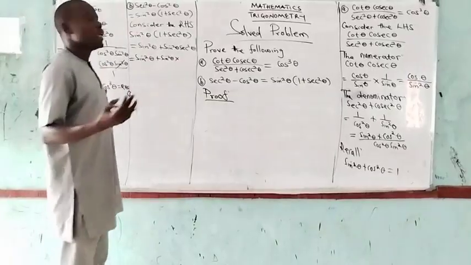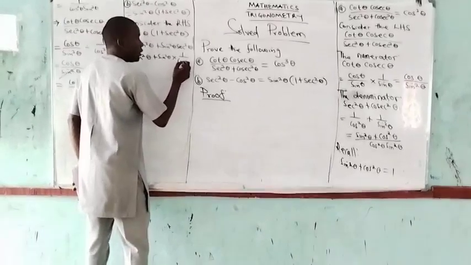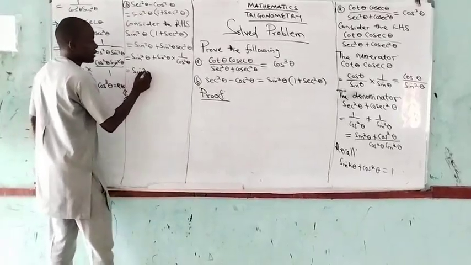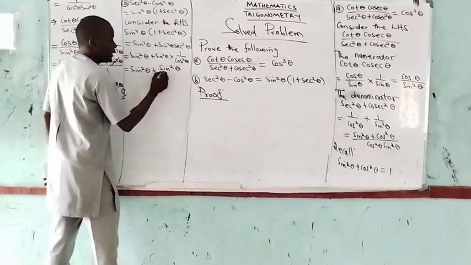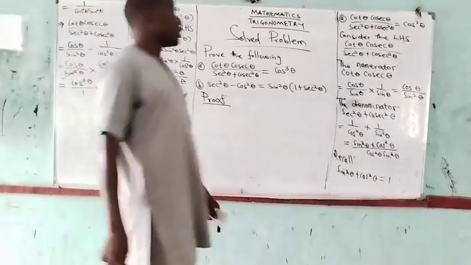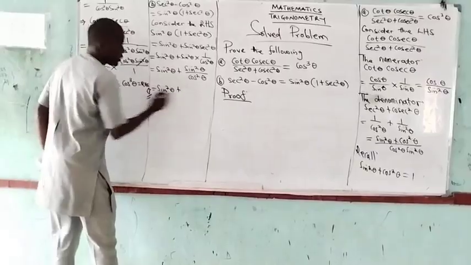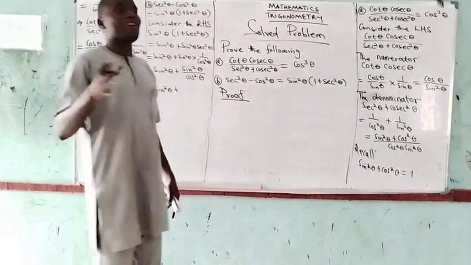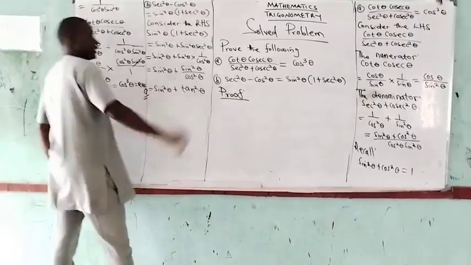1 all over cos. What is sec square? It is 1 all over cos square theta. So this is equal to sine square theta plus sine square theta times 1 over cos square theta, that is sine square theta divided by cos square theta. Very simple. So this will give us sine square theta plus, what is sine theta over cos theta? It is tan theta. So sine square theta all over cos square theta will give us tan square theta.